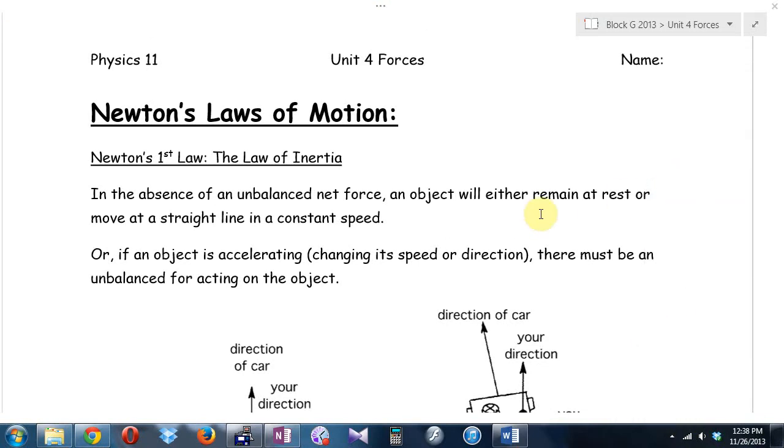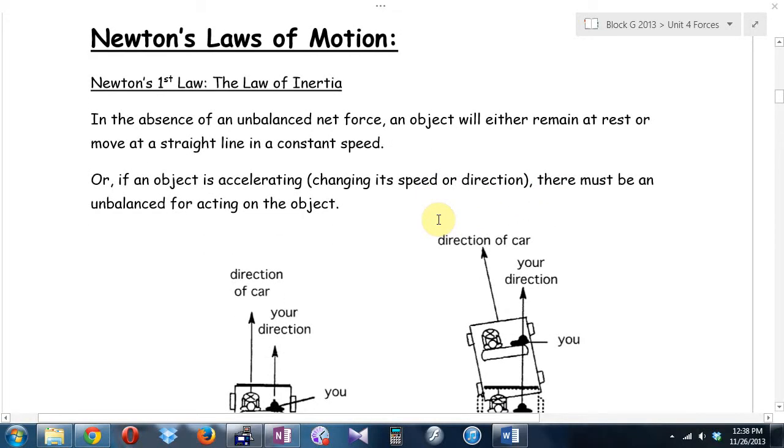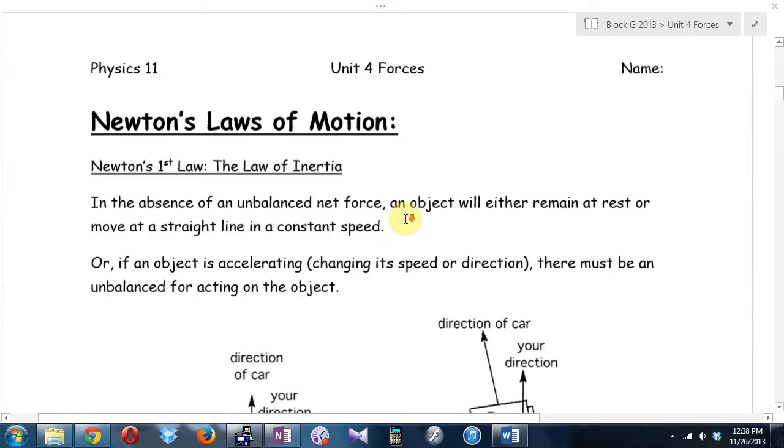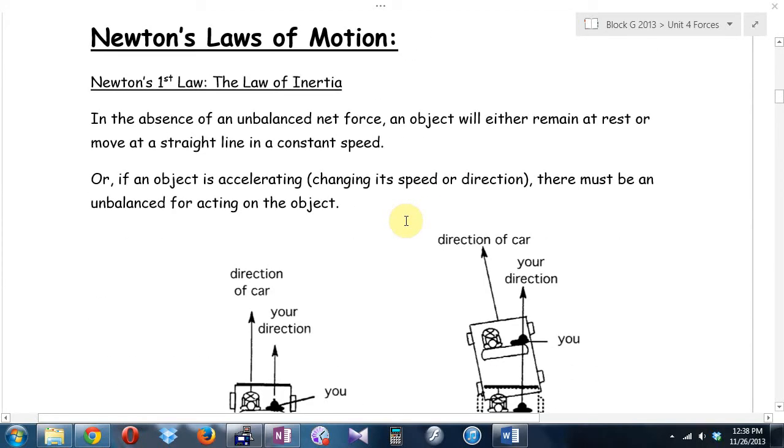So let's talk about Newton's laws of motion. Newton's first law, often called the law of inertia, says this. I'm going to give you the formal language, and then I'm going to give you a better, easier way to remember it. In the absence of an unbalanced net force, in other words, if your net force is 0, no problem, an object will either remain at rest or move in a straight line at a constant speed. Or I can reverse that.